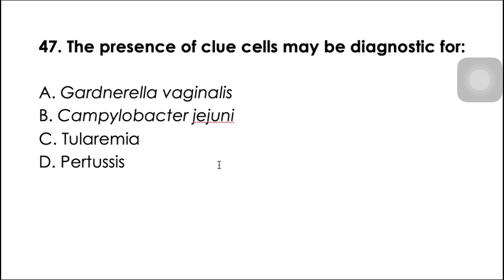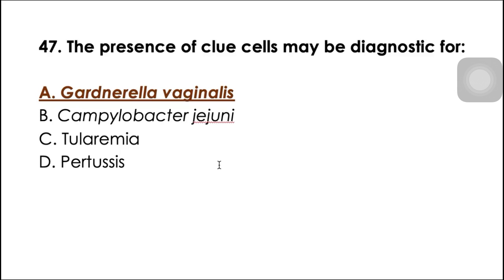So, what are clue cells? Clue cells are squamous epithelial cells studded with bacteria. Right? Or studded with gram-negative coccobacilli usually. Okay? And the presence of clue cells indicates bacterial vaginosis. And the most common cause of bacterial vaginosis is Gardnerella vaginalis. Letter A, Gardnerella vaginalis. Okay?